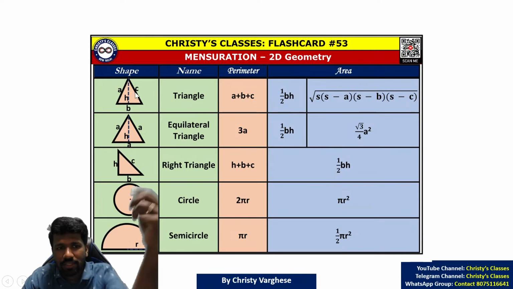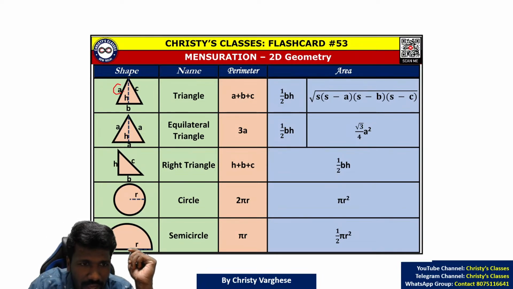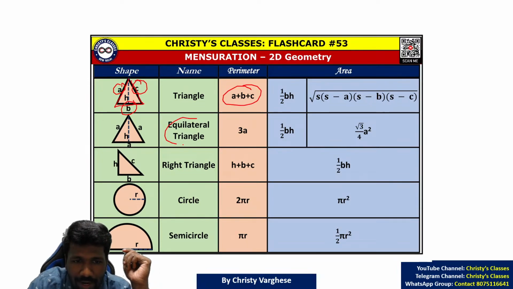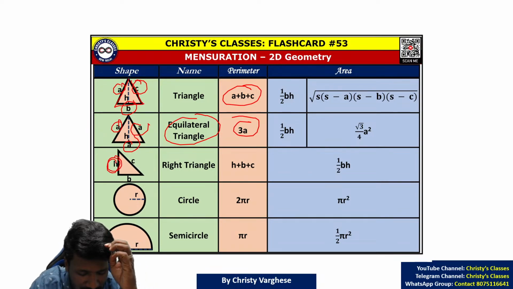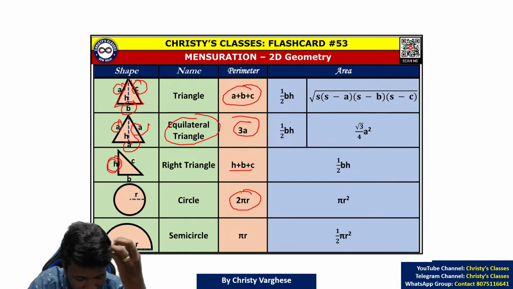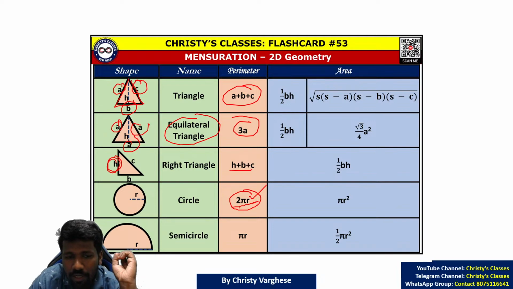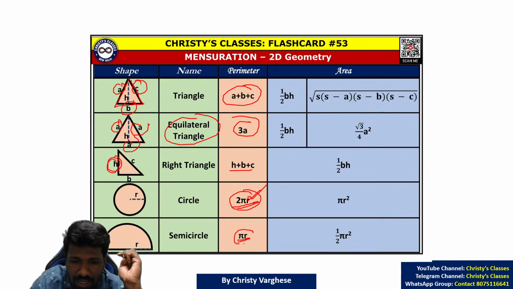So perimeter is boundaries added, means for a triangle, if A, B and C are 3 sides, A plus B plus C. Equilateral triangle we discussed yesterday, all sides are equal, so 3A. Right triangle, it is A plus B plus C itself, or if you are calling H the height, H plus B plus C. And circle, deriving the formula is little time consuming, so for the time's sake you can learn it by heart. 2 pi r is the perimeter, or in circle and semicircle we also call it the circumference. Circumference is 2 pi r, and for a semicircle it is pi r.